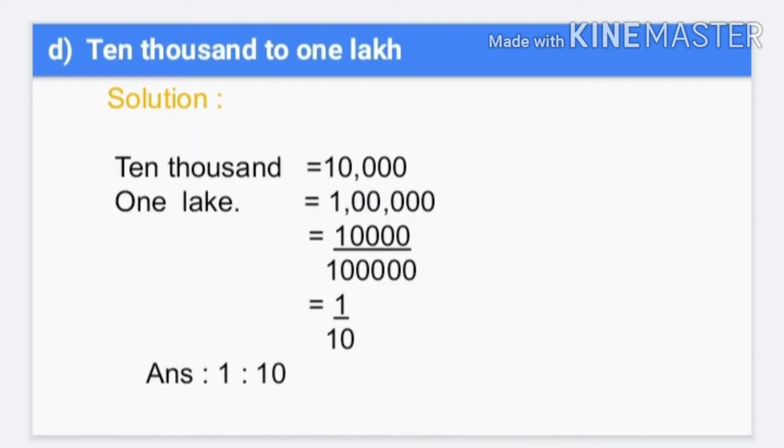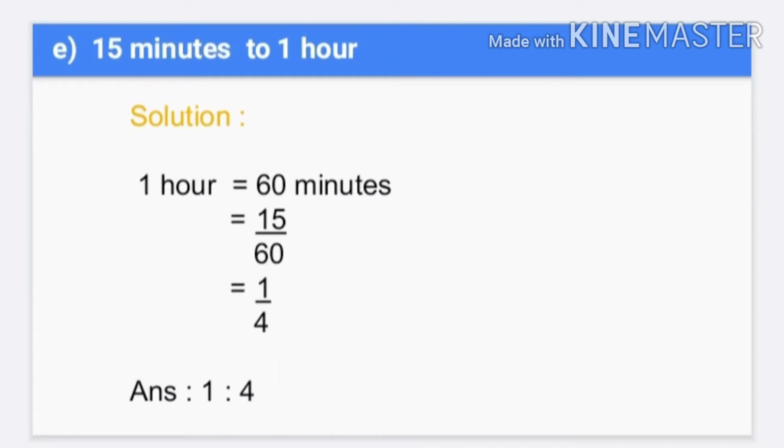D: sum 10,000 to 1 lakh. 10,000 divided by 1 lakh. Cancel 4 zeros equal to 1 by 10. The ratio is 1 is to 10.